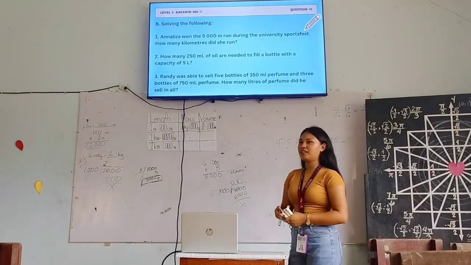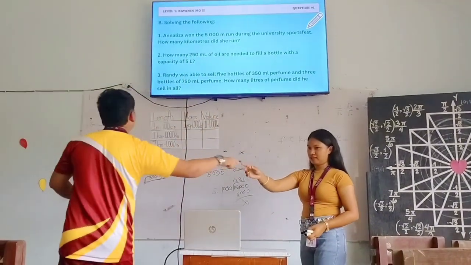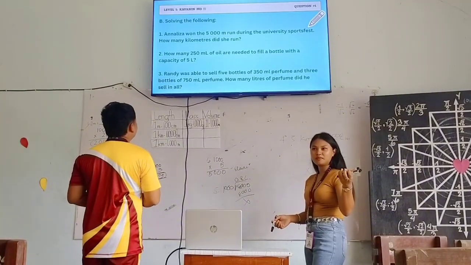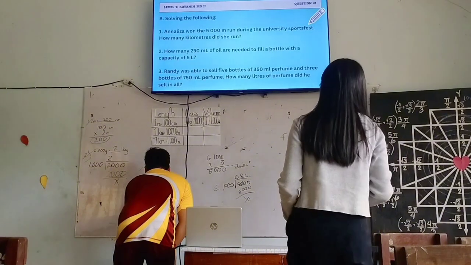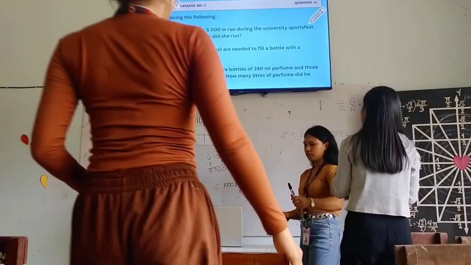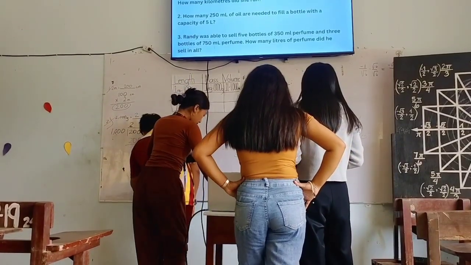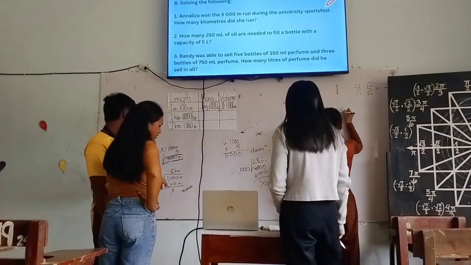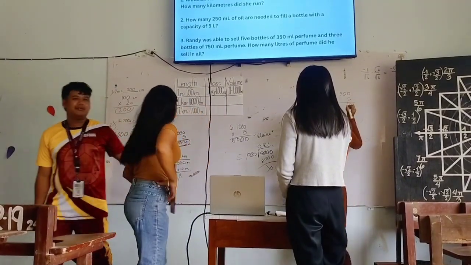Number 1. Number 2 kilometers. How many? Christine, number 2. Teacher, it doesn't have a price. Jason, number 3. 5,000 meters. Meters divided by 1,000 meters. 5 kilometers.